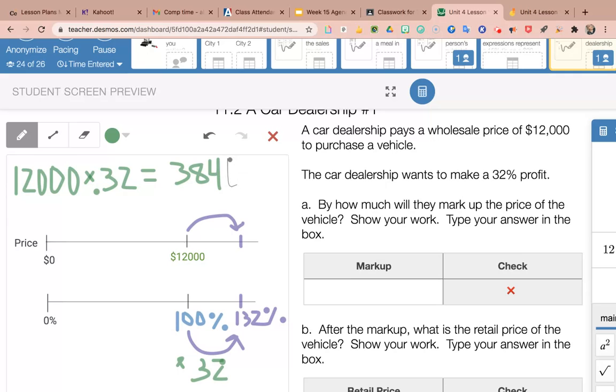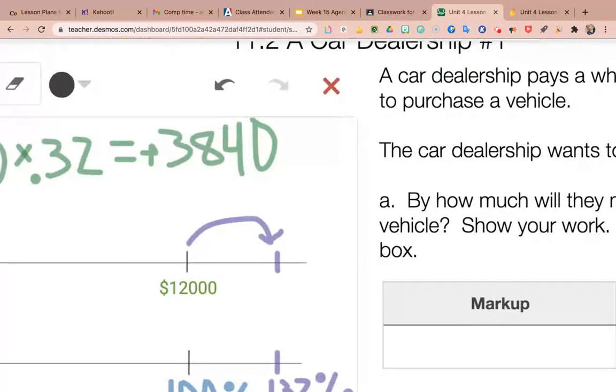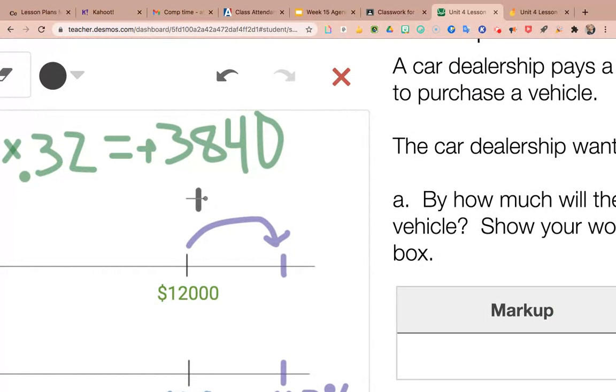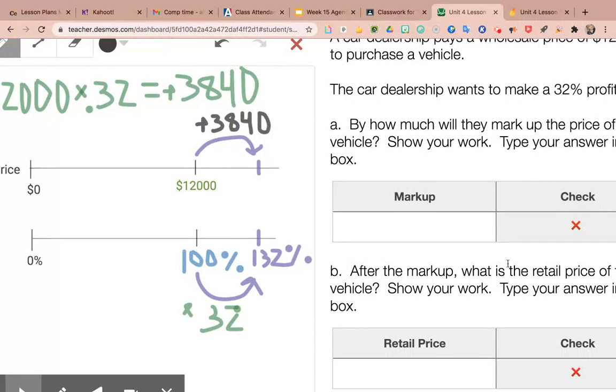So they're going to charge us, we're going to add this on. So it's asking how much more money are they going to charge us? They're going to charge us $3,840 more. So for my markup, that's how much more they're going to charge us. So to this $12,000, I'm adding $3,840. So that's my markup. And then it says after the markup, what is the retail price?